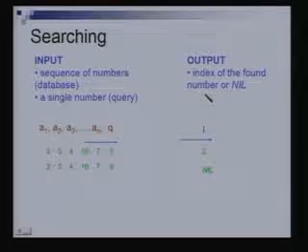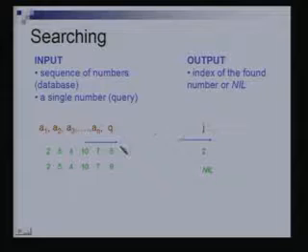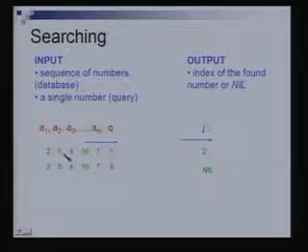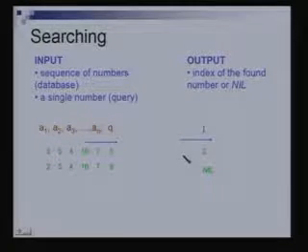So the index of the found number, or null or nil. 5 is sitting at position 2, so you return 2. While 9 does not appear anywhere here, so you return nil, saying it does not appear. This is the problem. This is what we call searching. Let's see how we can do that.